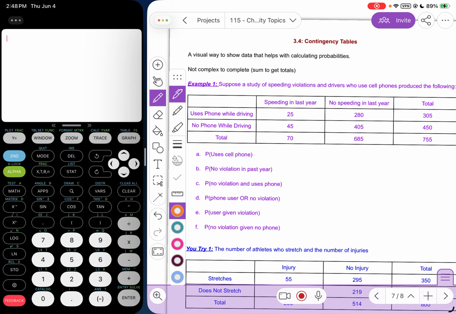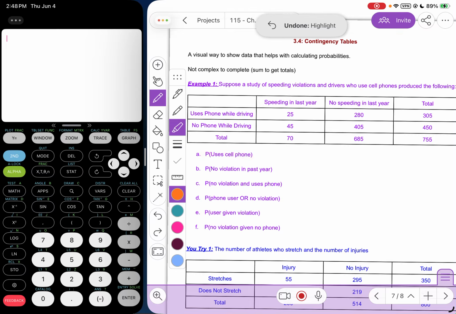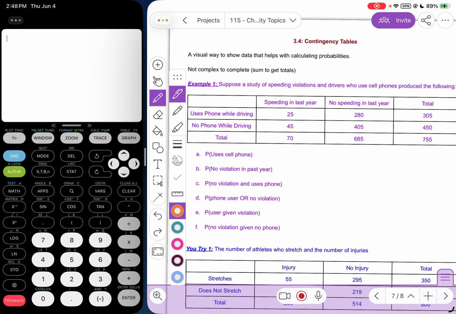So for A here, it says the probability of someone who uses cell phones. So when it just has A uses cell phones, it's just looking for a total. So uses cell phones while driving, you go over here and we find the total, 305. And then we find that out of the whole total, which would be 755. And typically it's better to turn that into a decimal. So 305 divided by 755 gives us 0.404. So that would be the probability of someone who uses a cell phone while driving.